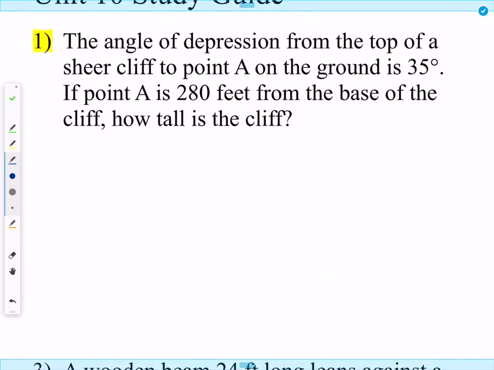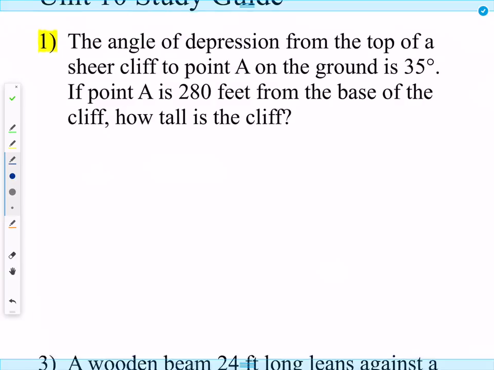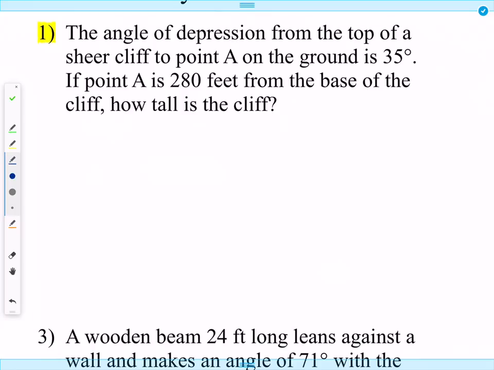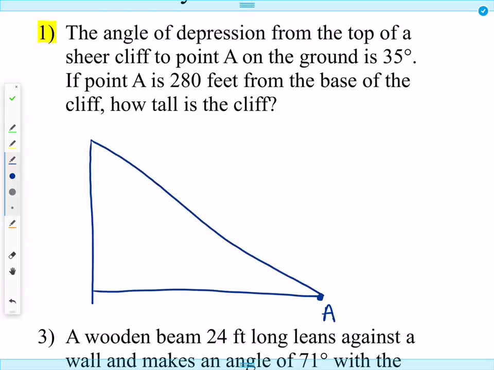It reads, the angle of depression from the top of a sheer cliff to a point A on the ground is 35 degrees. If point A is 250 feet from the base of the cliff, how tall is the cliff? So this is going to be some kind of vertical cliff, and we're going to have point A down here on the ground. Let me make that look a little better. And it tells us that the angle of depression is 35 degrees.